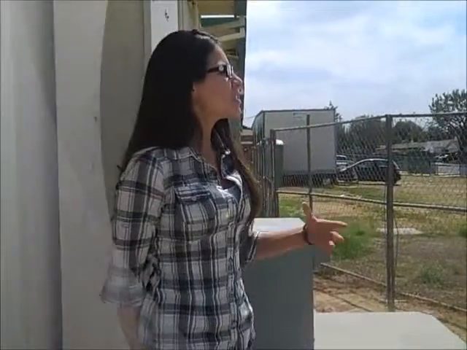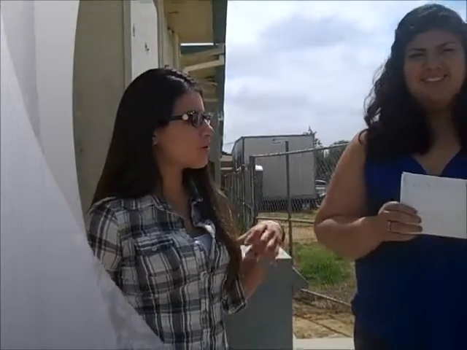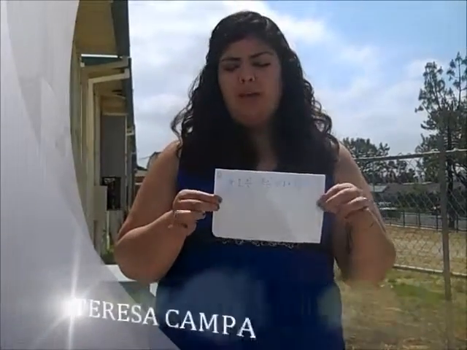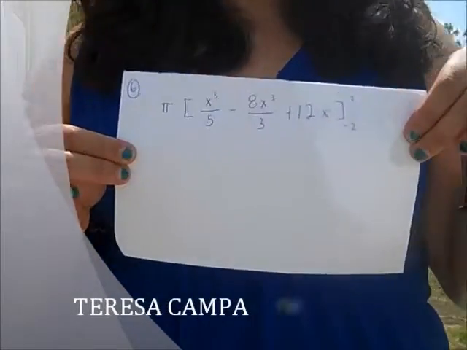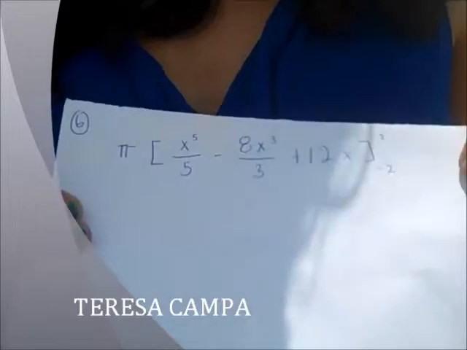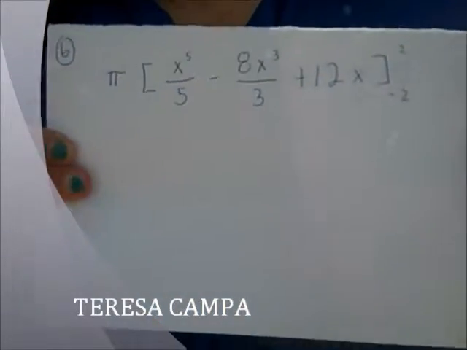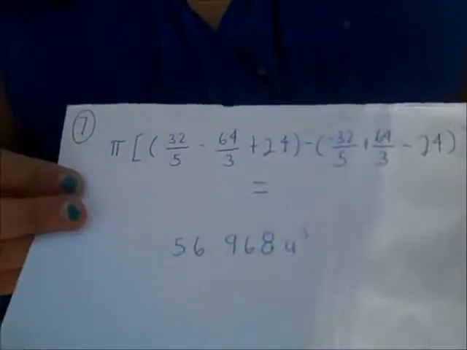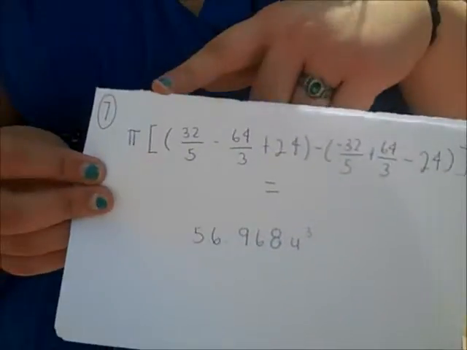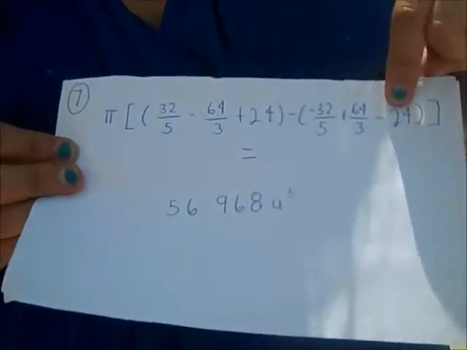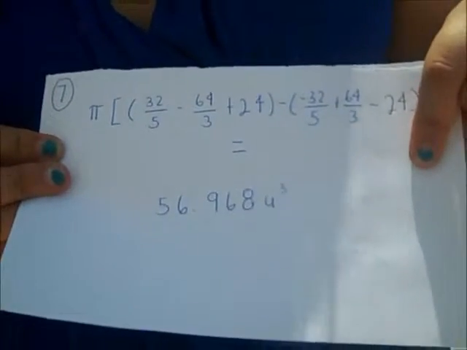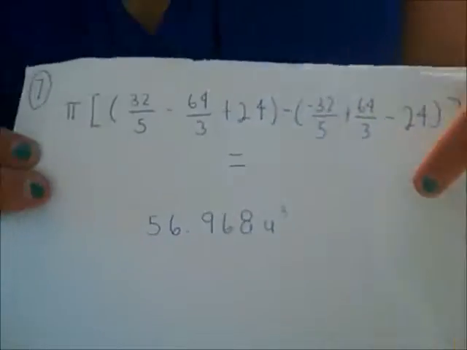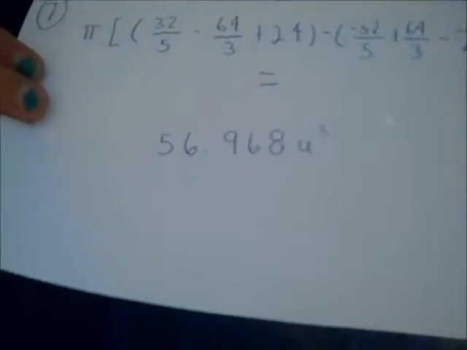This is another team member of our group. Her name is Teresa, and she will finish explaining the last steps of the washer method. Here is the integrated formula, and you need to evaluate it at 2 and negative 2. To do so, you need to plug in those values where the x's are, and subtract the lower boundary from the upper boundary seen here, and once evaluated you'll get 56.968 units cubed, or in this case gallons cubed.